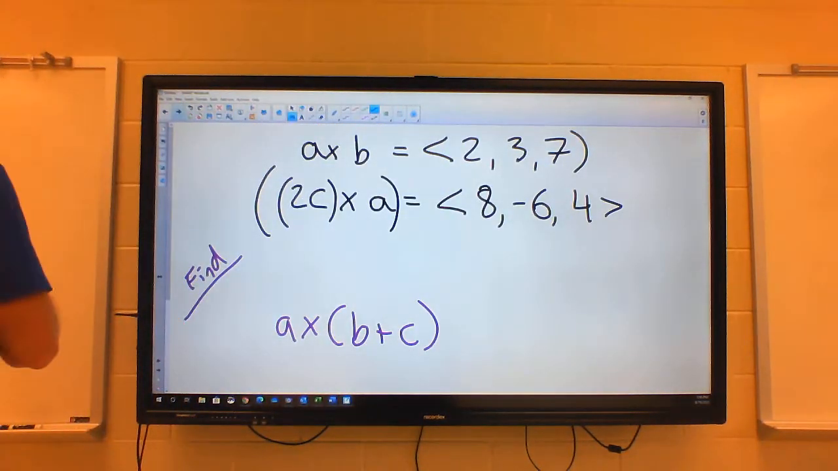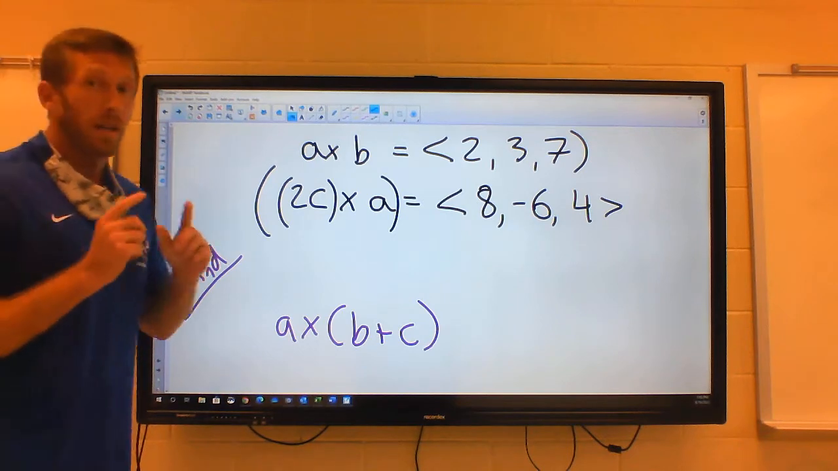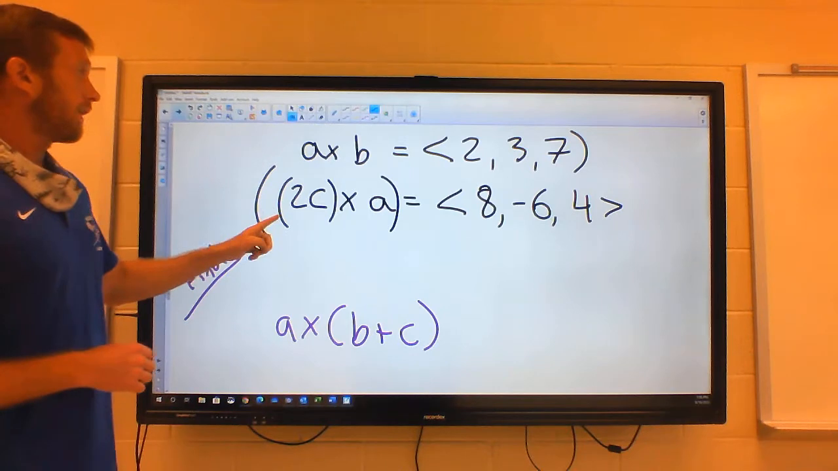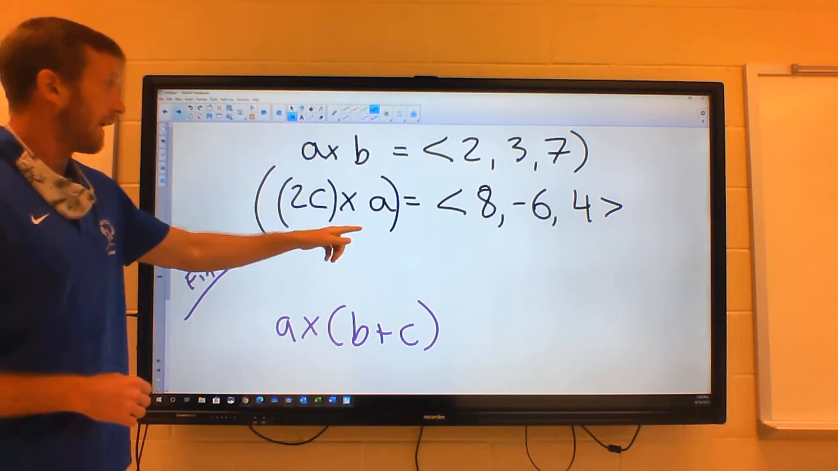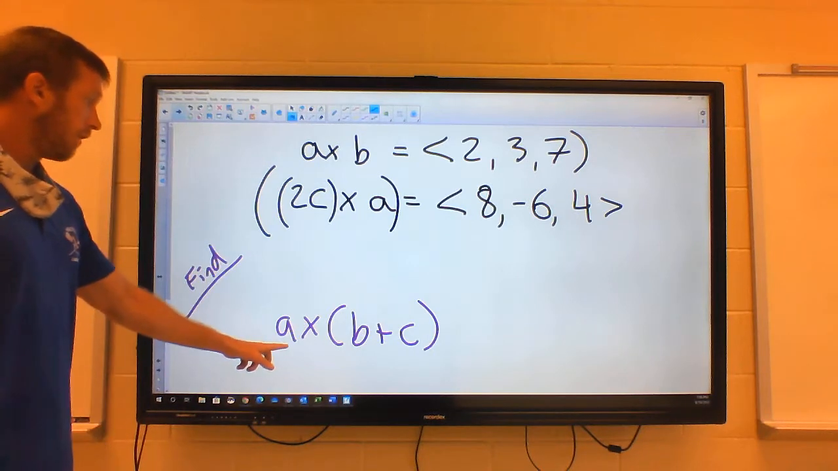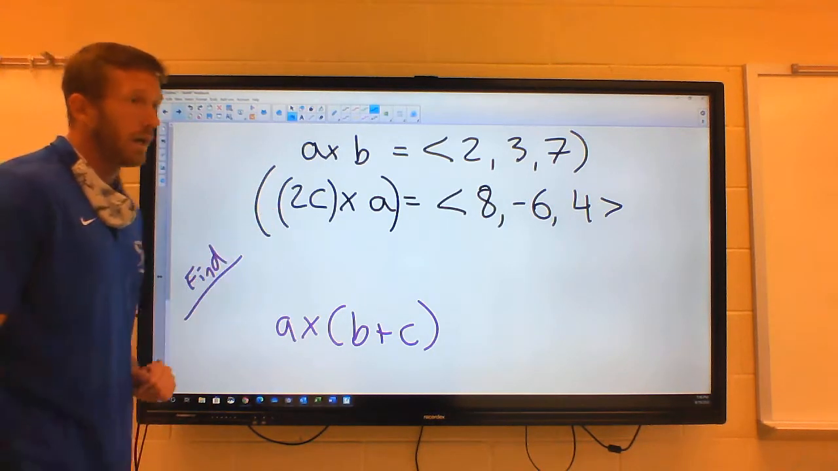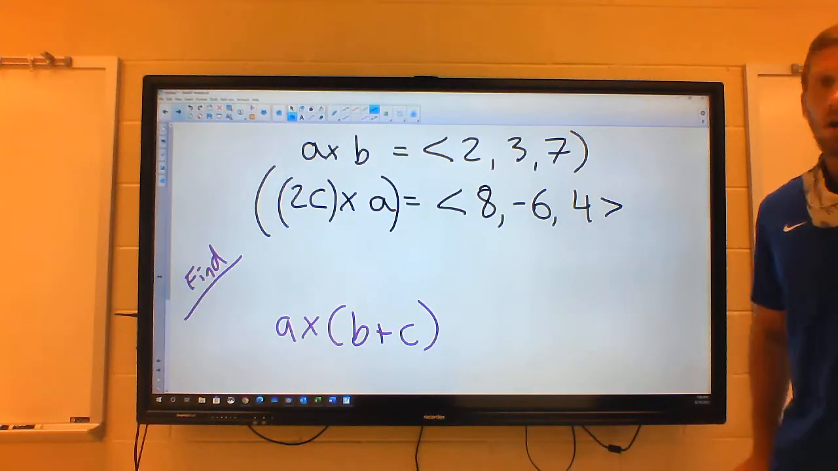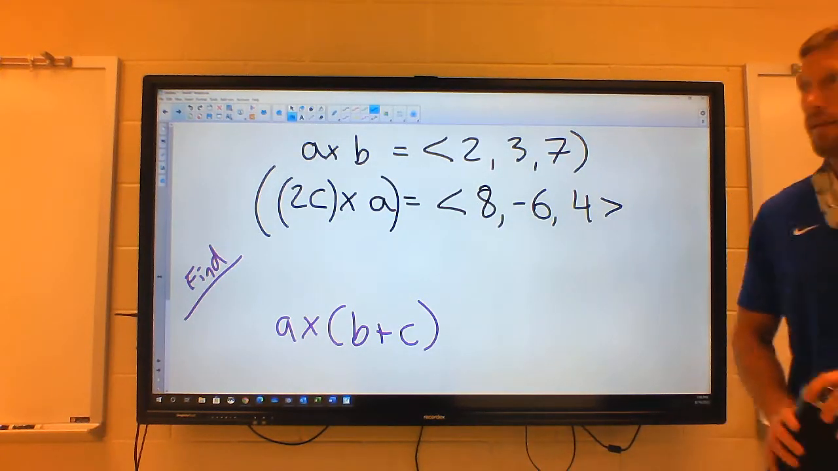All right. Next thing I want you to do. You are given A cross B equals 2, 3, 7. I'm also going to tell you that 2C cross A is 8, -6, 4. All I want you to do is find A cross the quantity B plus C. Okay? So if you will, go ahead and write all of that down in your notes.